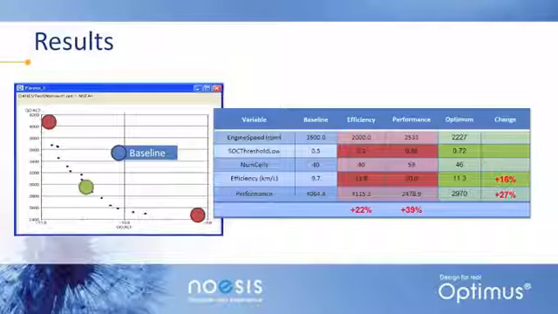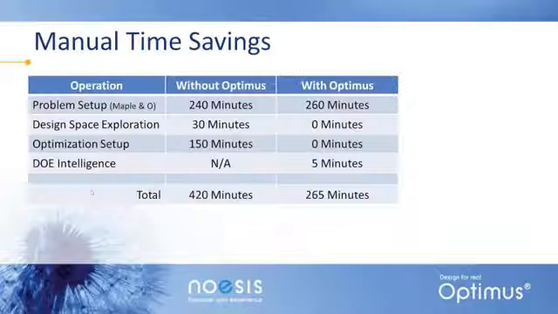So we arrive at a trade-off, or an optimum value here in the middle that increases our efficiency by 16% and increases our performance by 27%.